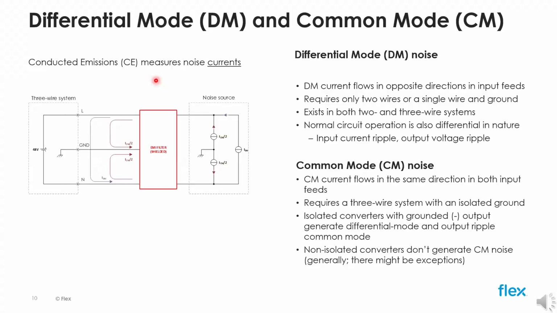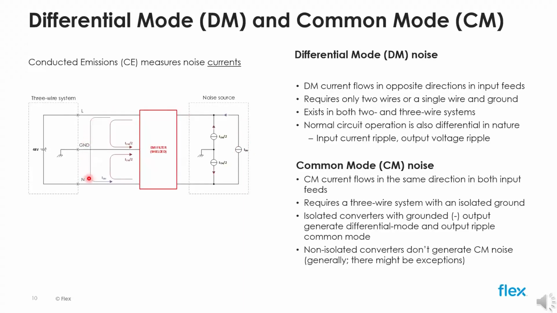The diagram is a very simplified illustration of a typical test setup for a three-wire system: line, neutral, and ground. The definition is a legacy of AC to DC systems. We have a power source on the left, the EMI filter we want to design, and a noise source on the right, a DC to DC converter in our case. Noise currents are generated as you can see in the diagram.